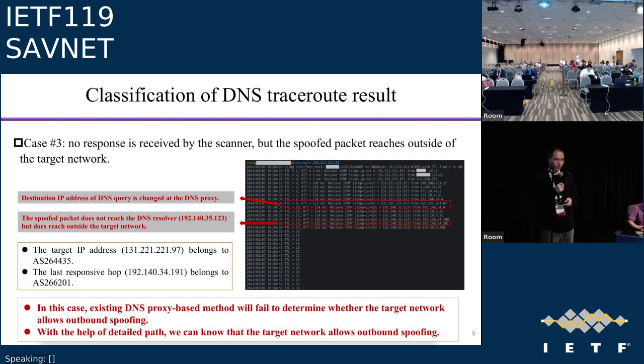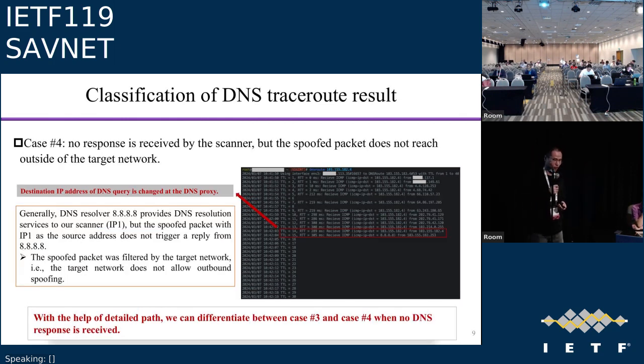For case number 3, no DNS response is received by the scanner, but the spoofed packet reached outside the target network. We can say that the target IP address belongs to this AS, but the last responsive hop belongs to a different AS. So we know the spoofed packet has traveled outside the target network.